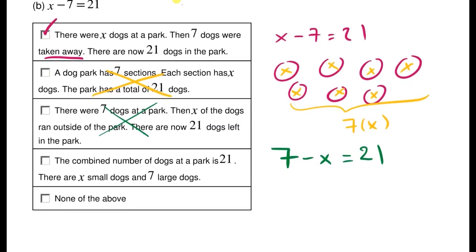Okay. Scenario 4. The combined number of dogs at the park is 21. There was X small dogs and 7 large dogs. So that made me think about X plus 7 equal to 21 in total, which includes small and big dogs. So scenario 4 is also not the answer.